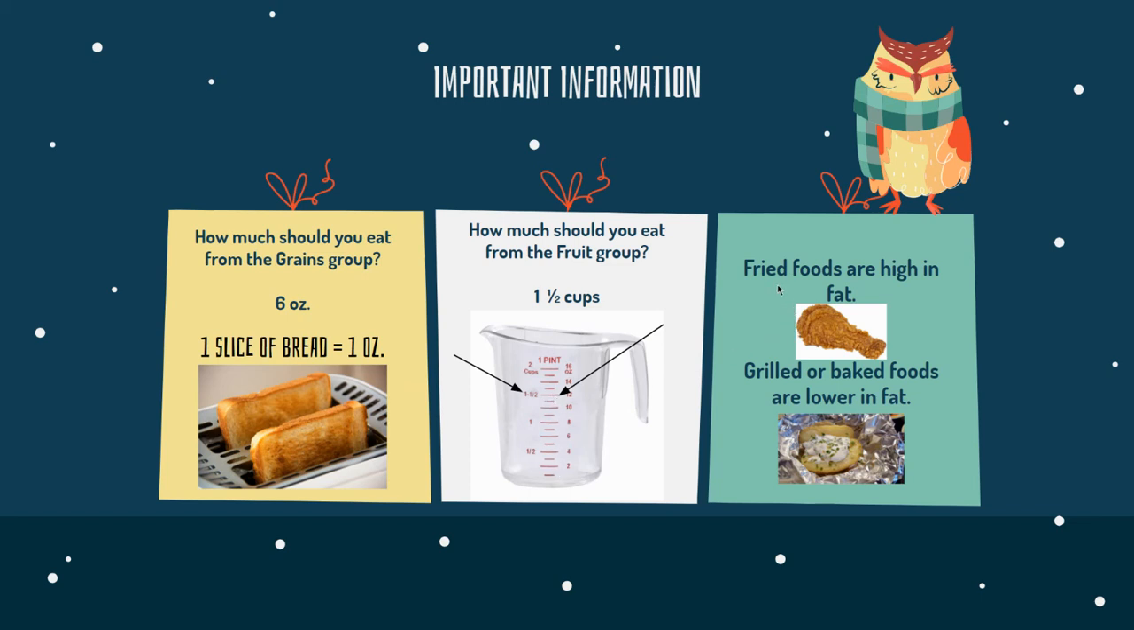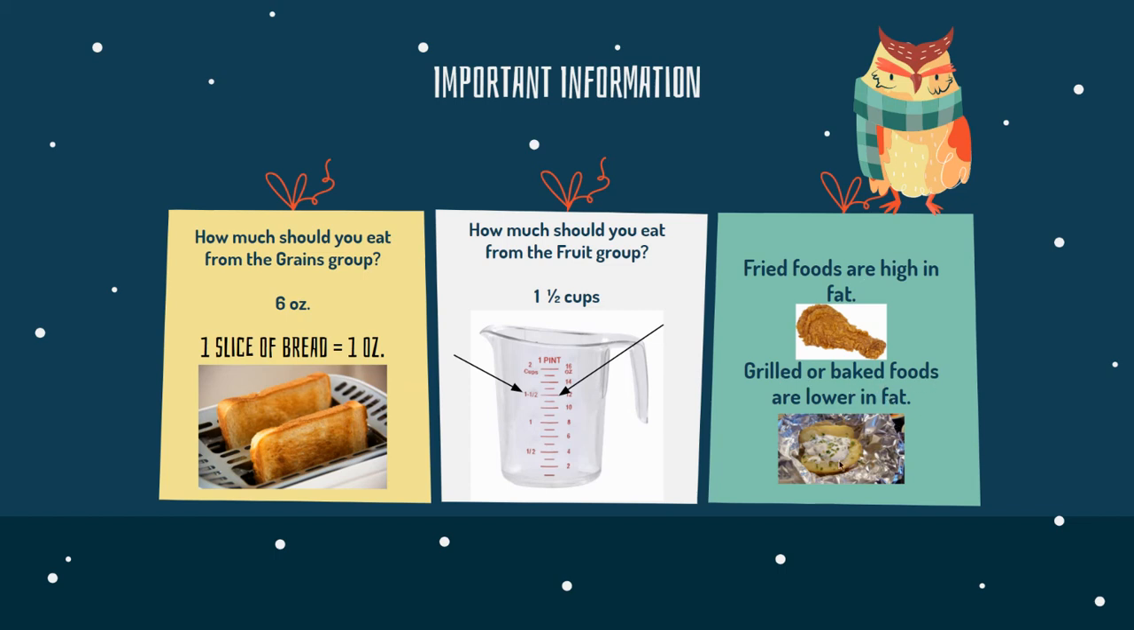And look over here. Fried foods are high in fat. And I know that you guys love that fried chicken, especially from church. But if you eat a lot of them, it's actually not good for your health. Even if it is chicken, even if it is a protein, right? Because it belongs in the protein group, but it's fried, which makes it very high in fat, which is just unhealthy. Now, grilled or baked foods are lower in fat.